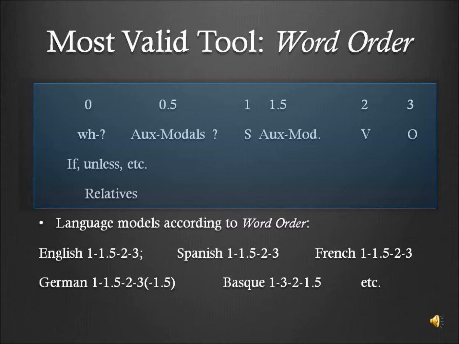auxiliaries don't. In order to form questions, there is no subject-verb inversion, as the traditional methodology of Spanish, French, Basque, or any other language explains, including the teaching of English as a foreign language. So, 1-2, subject-verb, doesn't become 2-1 or verb-subject. What simply happens is the first word occupying the 1.5 position is moved to a 0.5 position.